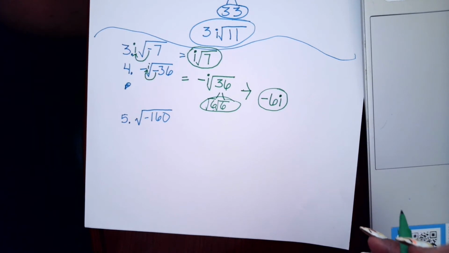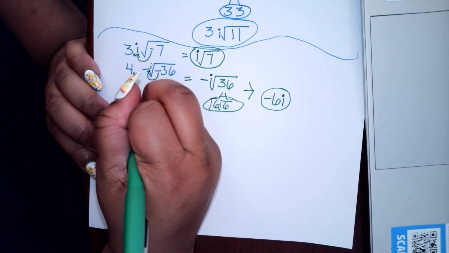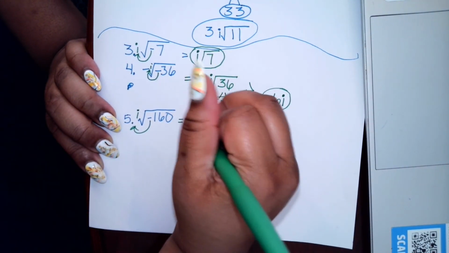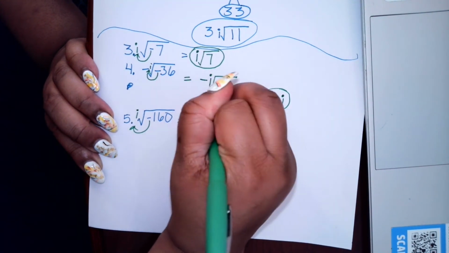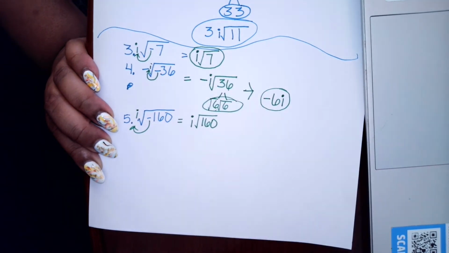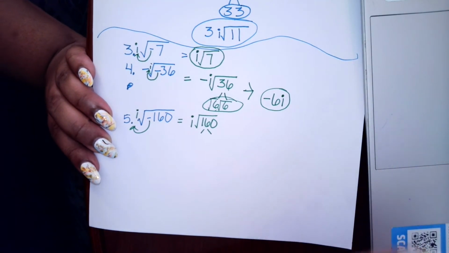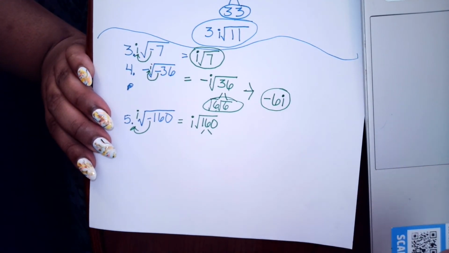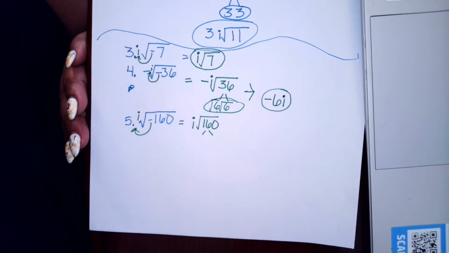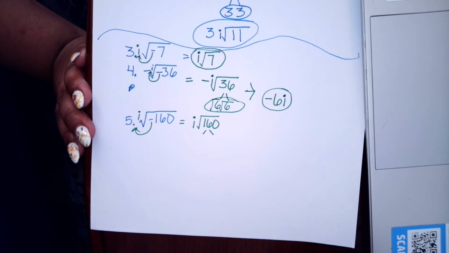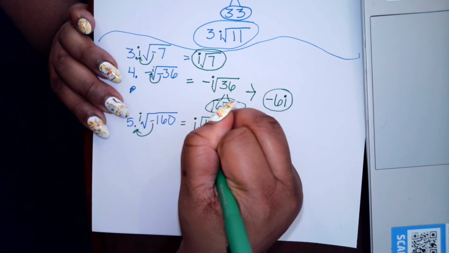The last one, same thing. Move the i to the side. We're going to worry about taking our i out first. So we're going to get i radical 160. We have a positive 160. Now we need to figure out factor pairs because we know this can probably be broken down. First thing that I see is because it's 160, I know that 10 can go into that. 10 times 16 is a factor pair. So I have 10, then I have 16.